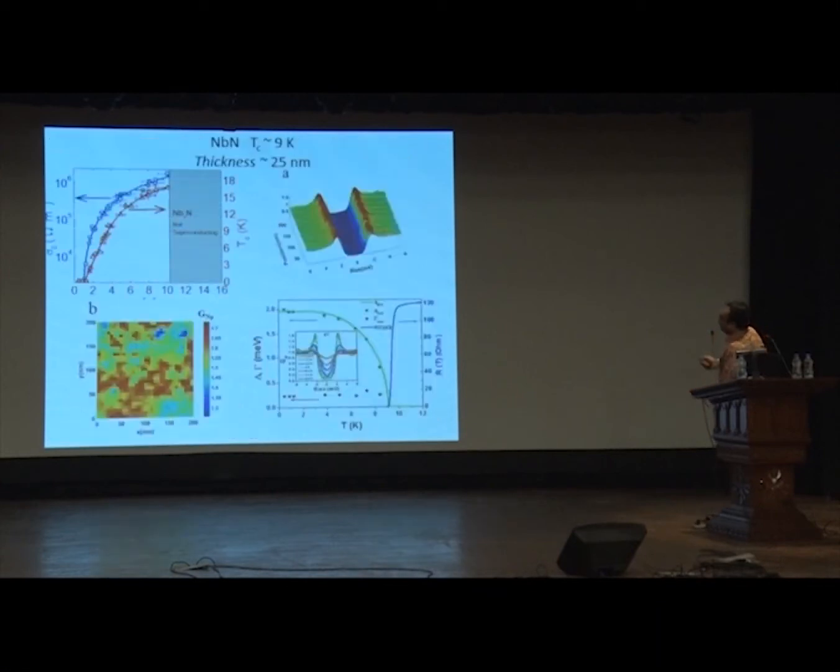Now let me apply our toy, the STM, and I will first take a film which is here. This is not a very strongly disordered film, so it's somewhat moderately disordered. So the TC has come down from 16 Kelvin to about 9 Kelvin.